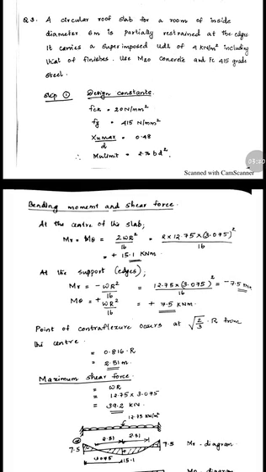And now we have to find out the effective span. The effective span will be the lesser of clear span plus effective depth as well as the center to center distance. So effective span will be equal to 6.15 meter. Therefore effective radius will be equal to 6.15 divided by 2, that is equal to 3.075 meter. The same steps. Step number 3, load calculations.